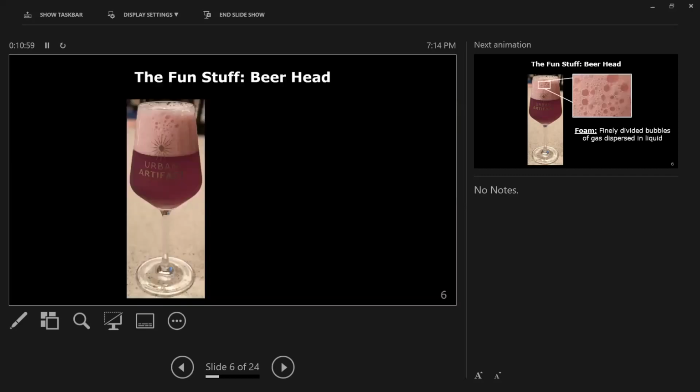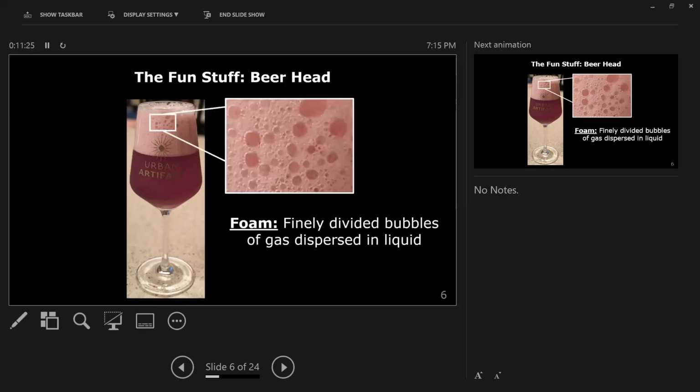Okay, so now let's get to the fun stuff. Hopefully by now I have proved to you that this is important. So let's do the fun thing that's kind of silly. This is a beer. It's a nice beer from Urban Artifact, a brewery in Cincinnati. You can see that it is a dark red, purpley pink color, and it has a nice purplish foam head.